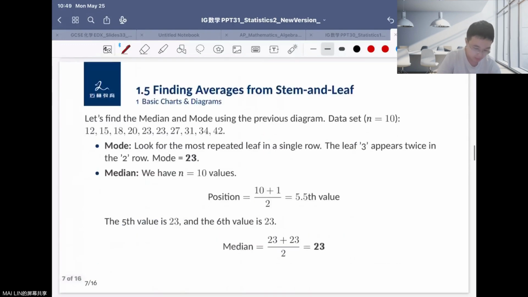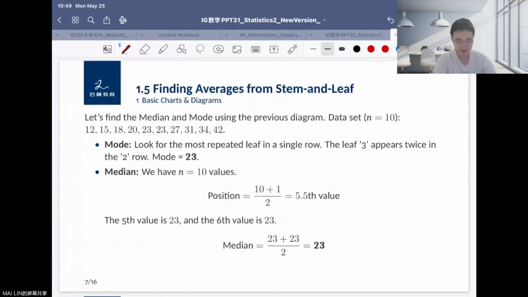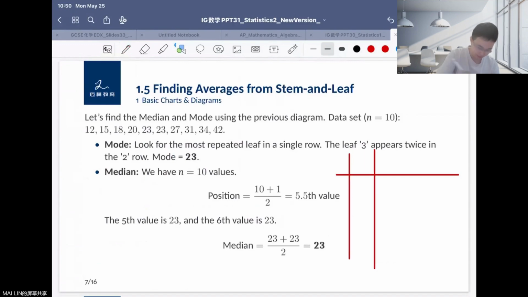So let's find averages using the stem and leaf. First, here's some data, from 12 to 42. So you can try to draw the graph. This is the stem, 1, 2, 3, 4, and this is the leaf. Like we have 12, 15, and 18, okay? And for 2, we have 20, 23, 23, 27.